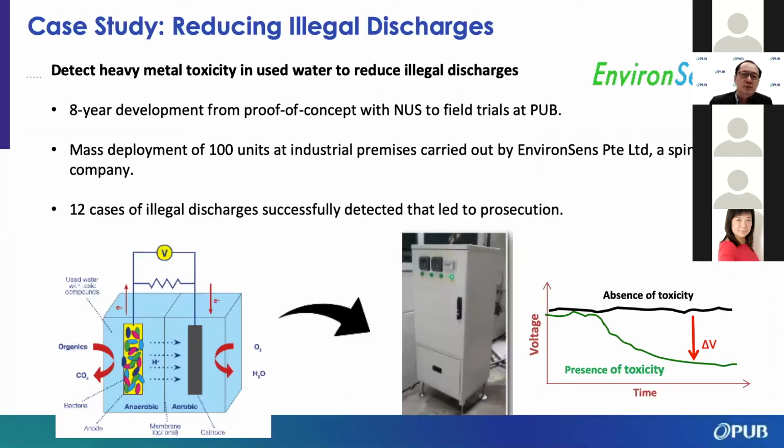So I have three examples here. One example is a toxicity measuring device that we put in our sewer system, and this enables us to detect illegal discharges of heavy metals into the network. And because we use the wastewater for water recycling, it's very important that we ensure that our used water is of the correct quality so that it can be recycled. Next.